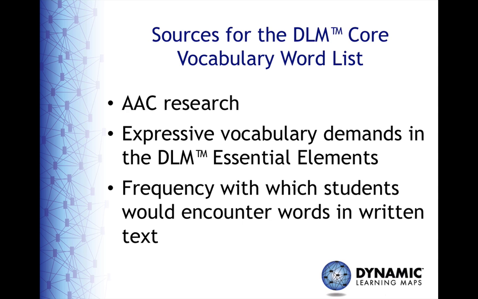Examples of specific words required for expressive use by the DLM essential elements are the WH question words, including who, what, where, when, and why. Examples of word classes include things like common verbs, personal pronouns, and describing words. Another consideration in determining the words that ended up on the final DLM core vocabulary list was how frequently students would encounter these words in written text. All of this information was then analyzed to create a list of 463 words, ranked according to their usefulness in academic activities and everyday communication.